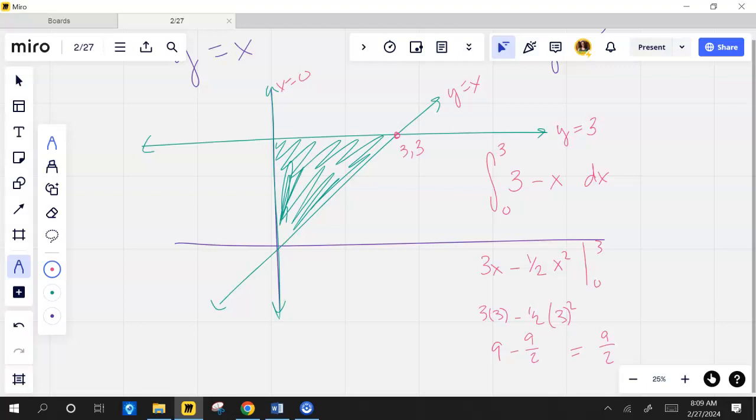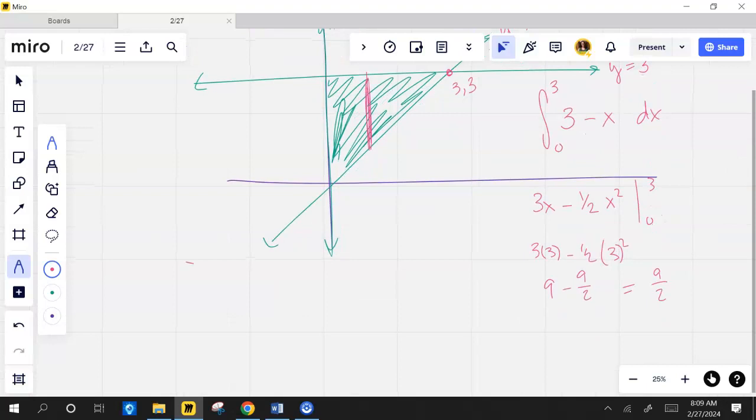Let S be the base of a solid with cross sections perpendicular to the x-axis. So here's my cross section. They form a square. So this is find the volume of the solid. I'm going to find the area of one square, and then I'm going to integrate the area. Okay with that?